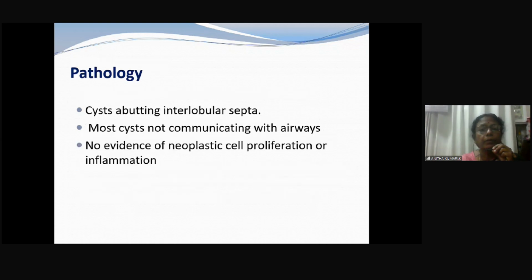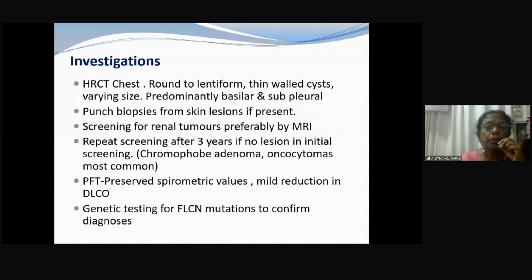Next one. So you see histopathology may show cysts abutting the interlobular septa, and most of the cysts are not communicating with the airways, and there is no evidence of neoplastic cell proliferation or inflammation. Next one. HRCT will show the typical lesions, lentiform, thin walled cysts of varying size, and they are usually predominantly basilar or subpleural, and there are skin lesions.